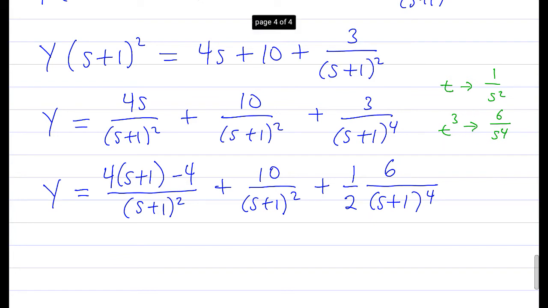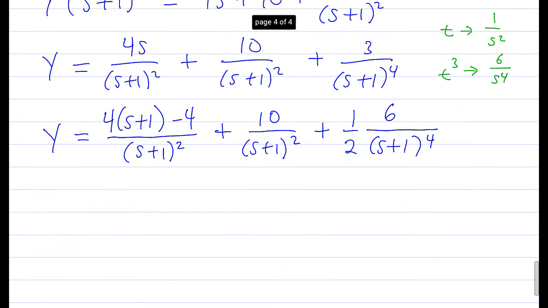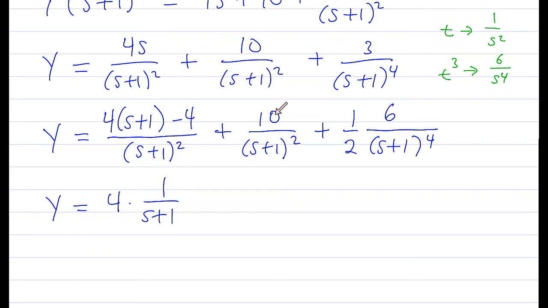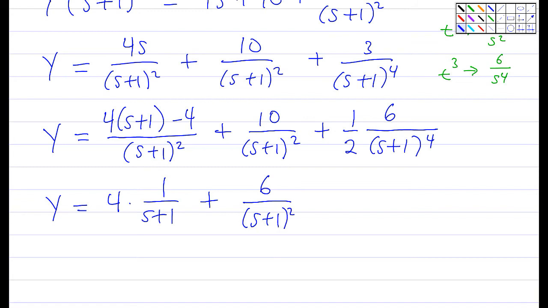Okay, we're almost done. We've done the hard stuff. I'm going to take these two terms and split them. So here I'm going to get (s plus 1) over (s plus 1) squared. Well, that's 4 times 1 over (s plus 1). I get minus 4 over (s plus 1) squared plus 10 over (s plus 1) squared. That's 6 over (s plus 1) squared. And then finally I have 1/2 times 6 over (s plus 1) to the 4th. Okay, I think we're in good shape.